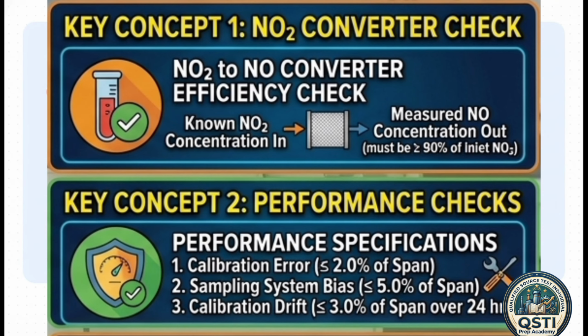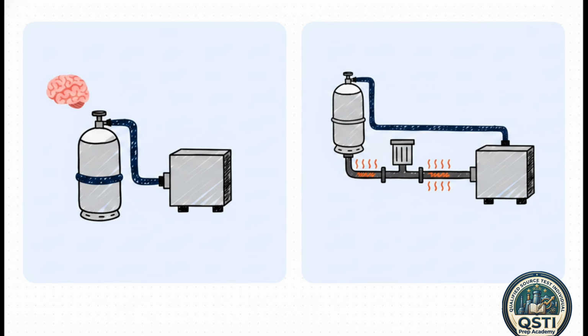analyzer. Now this is where people get tripped up all the time, the difference between analyzer calibration error and system bias. Calibration error checks just the brain of your setup by shooting gas directly into the back of the analyzer. But system bias, that tests the integrity of your entire VIP pipeline.